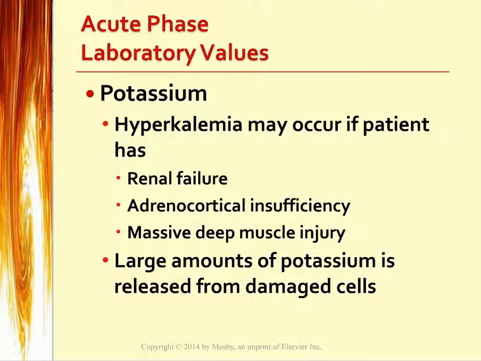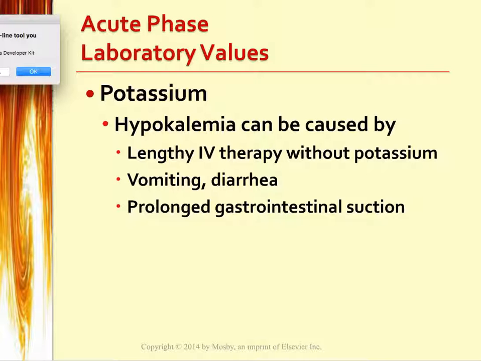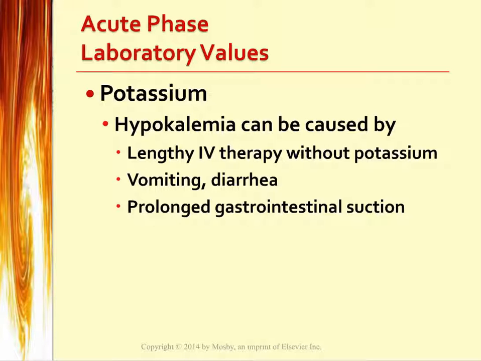Hyperkalemia may occur if the patient has renal failure, adrenocortical insufficiency, or massive deep muscle injury. Large amounts of potassium are released from the damaged cells. Hyperkalemia can cause cardiac dysrhythmias and ventricular failure, muscle weakness, and EKG changes. Hypokalemia can be caused by lengthy IV therapy without potassium, vomiting or diarrhea, or prolonged gastrointestinal suctioning. Signs and symptoms of hypokalemia include fatigue, muscle weakness, leg cramps, paresthesias, and decreased reflexes.